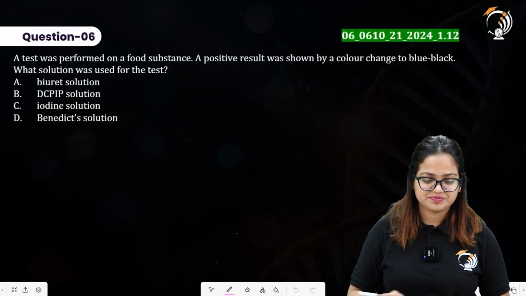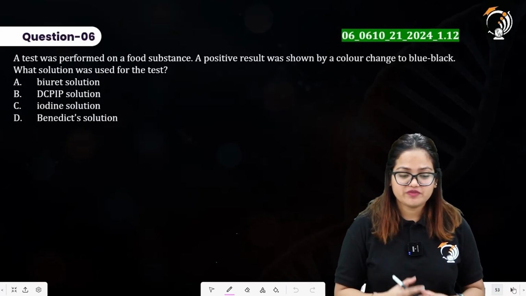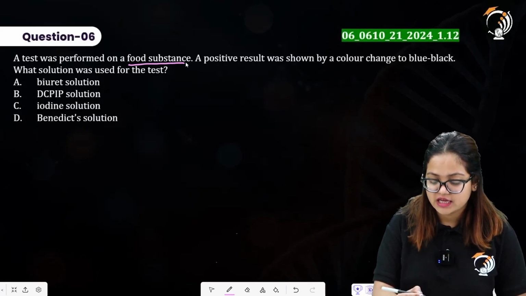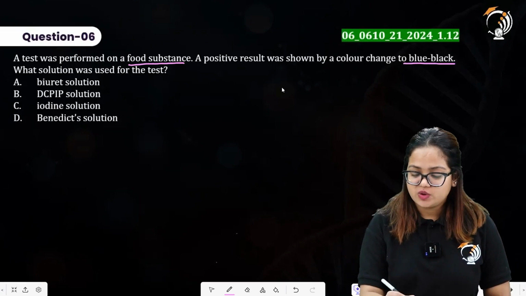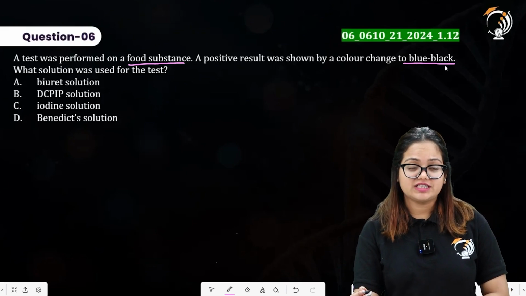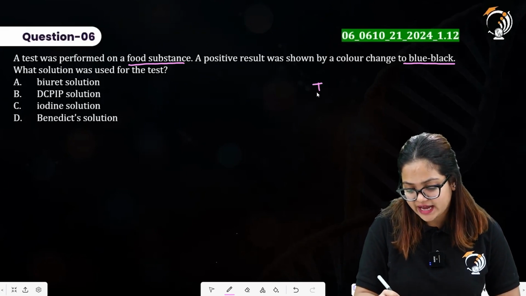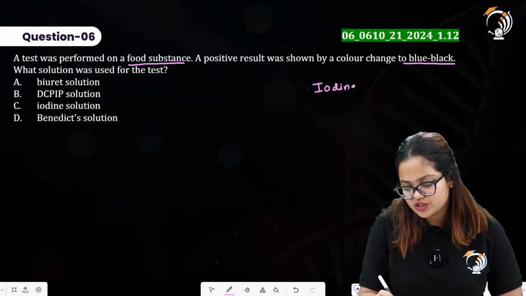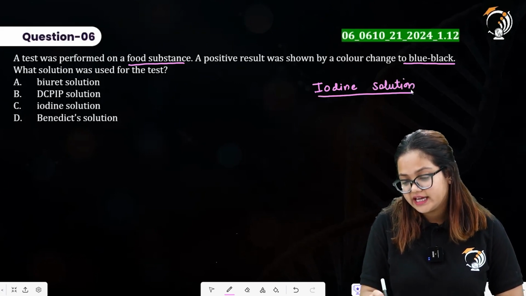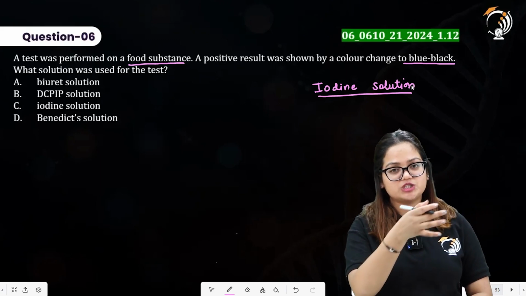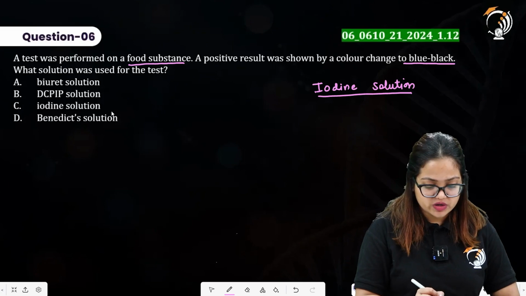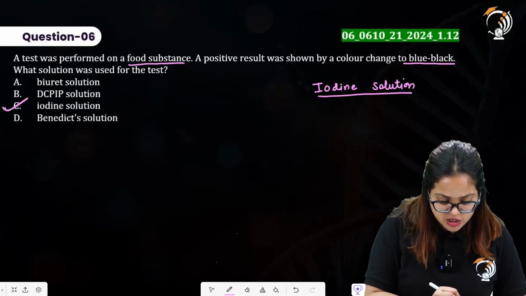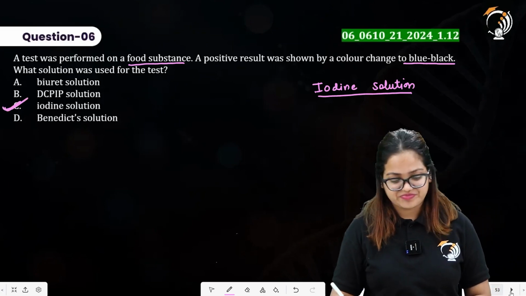Moving to next question. A test was performed on a food substance. A positive result was shown by a color change to blue-black. Now, this is a color change that can be observed whenever we are using iodine solution. An iodine solution is used to detect the presence of starch, and it turns from yellow brown, or you can say orange brown, to blue black in color in presence of starch. What solution was used for the test? We have iodine solution, that is option C, as our right answer.